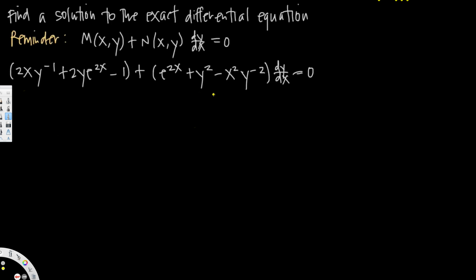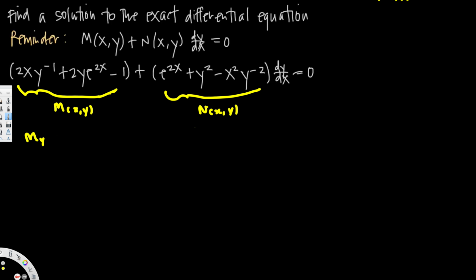exact or not. To prove this, we have to find the partial derivatives. So this is our M(x,y). From the pattern you can recognize this is our M(x,y) and this is our N(x,y), right? Then we take the partial derivative of M with respect to y, and the partial derivative of N with respect to x, and see whether we are getting the same equations. And if we get the same answer, it means this is an exact differential equation.